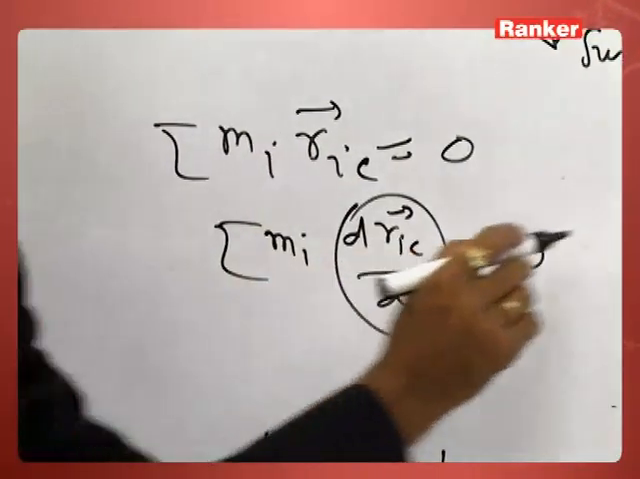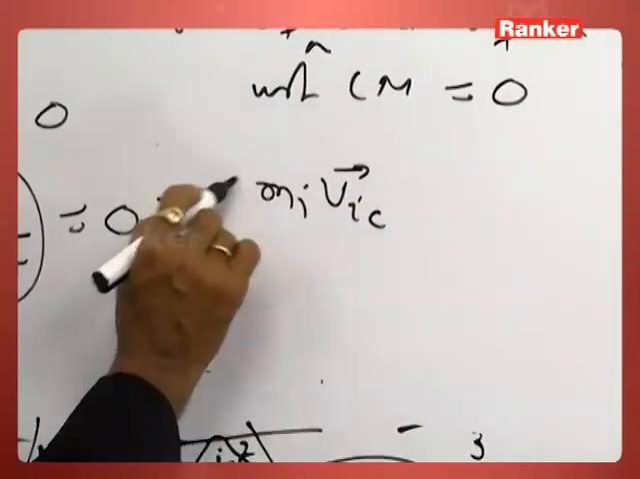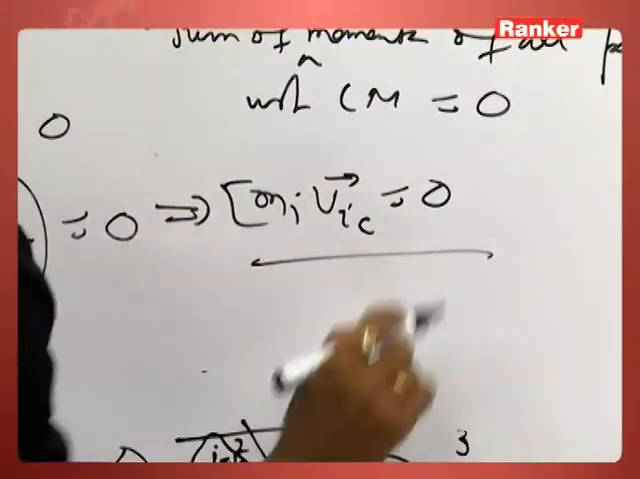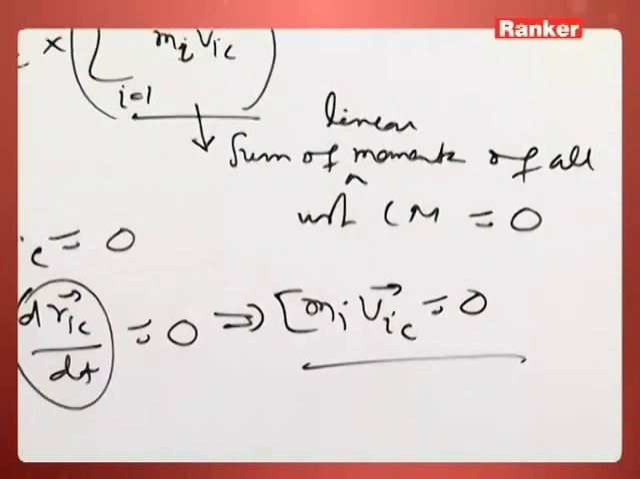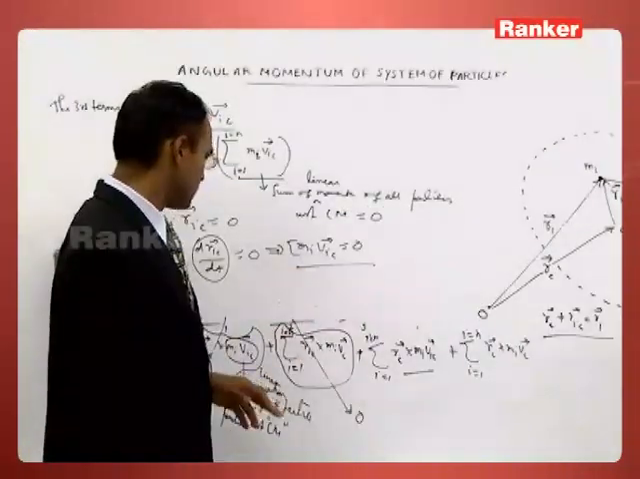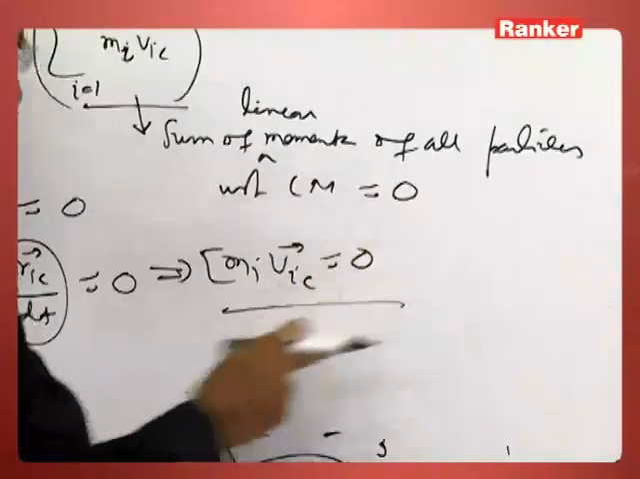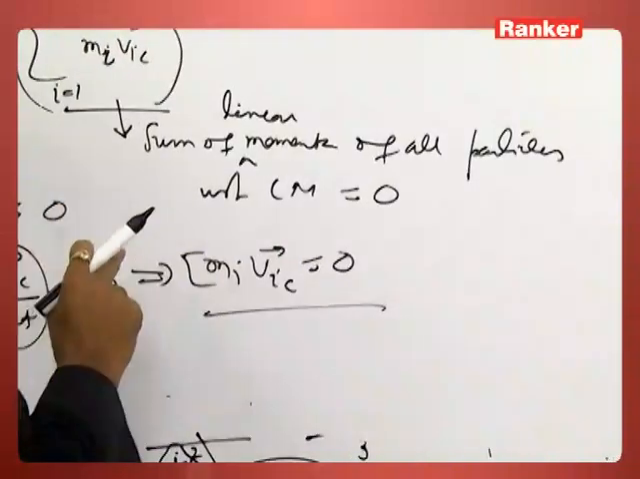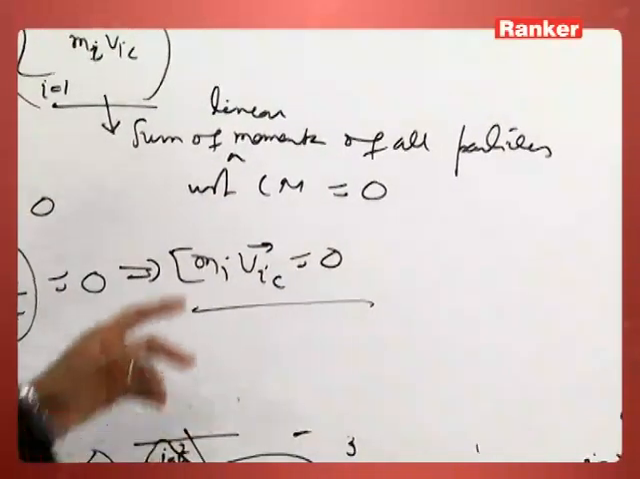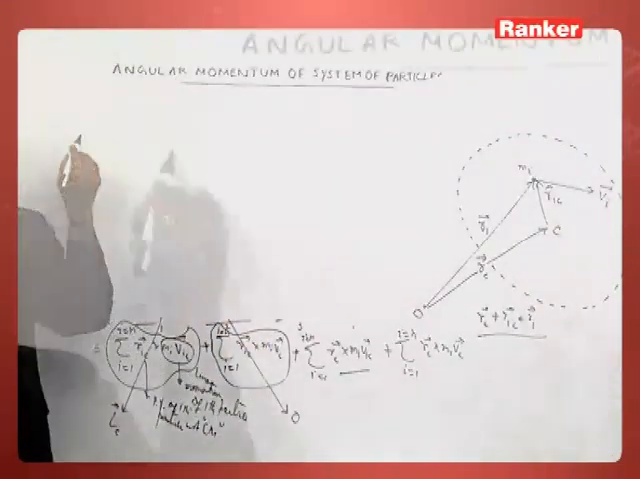But this is nothing but the velocity of ith particle with respect to center of mass. Summation of this will always be equal to 0. In this way you can prove, or let us come to this, it shows that the sum of linear momenta of all particles with respect to center of mass is always 0. There is another method also.